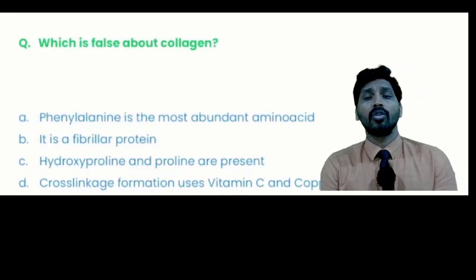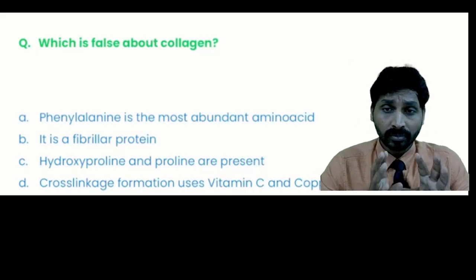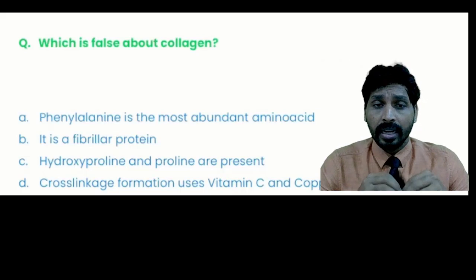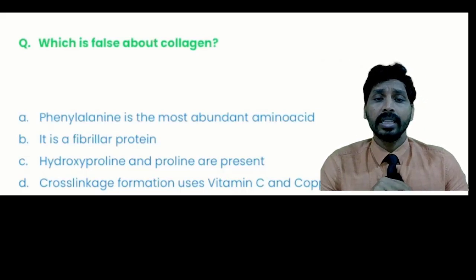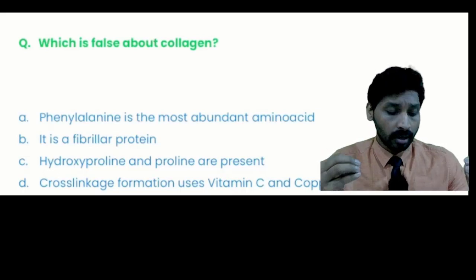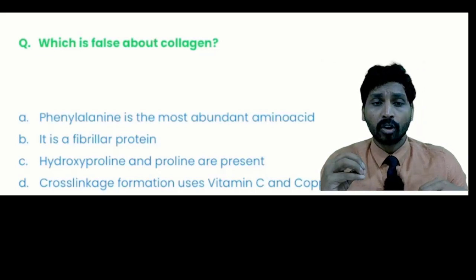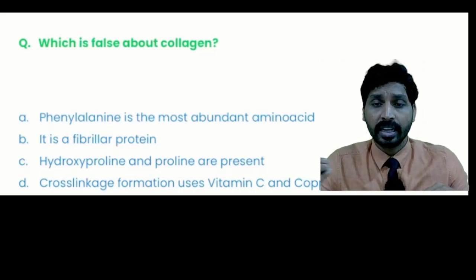Which is false about collagen? Option A: phenylalanine is the most abundant amino acid. Option B: it is a fibrillar protein. Option C: hydroxyproline and proline are present. Option D: cross-linkage formation uses vitamin C and copper.